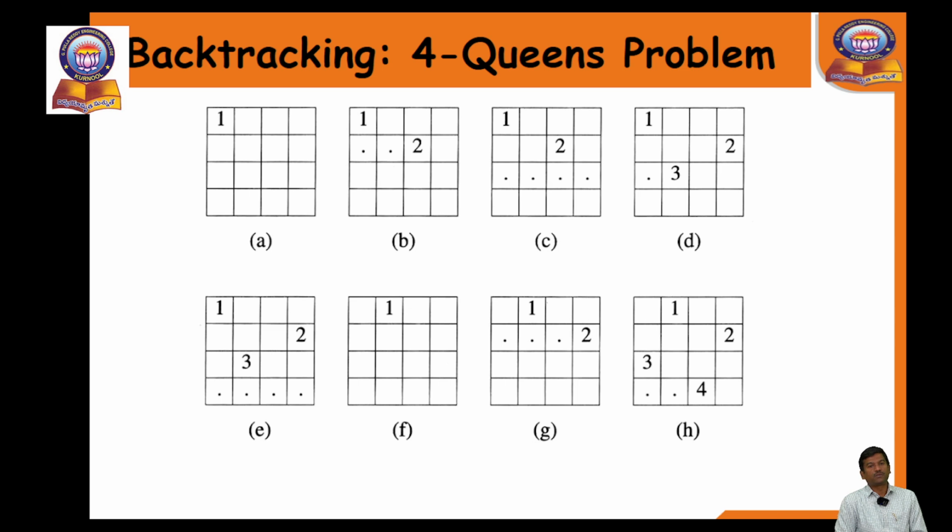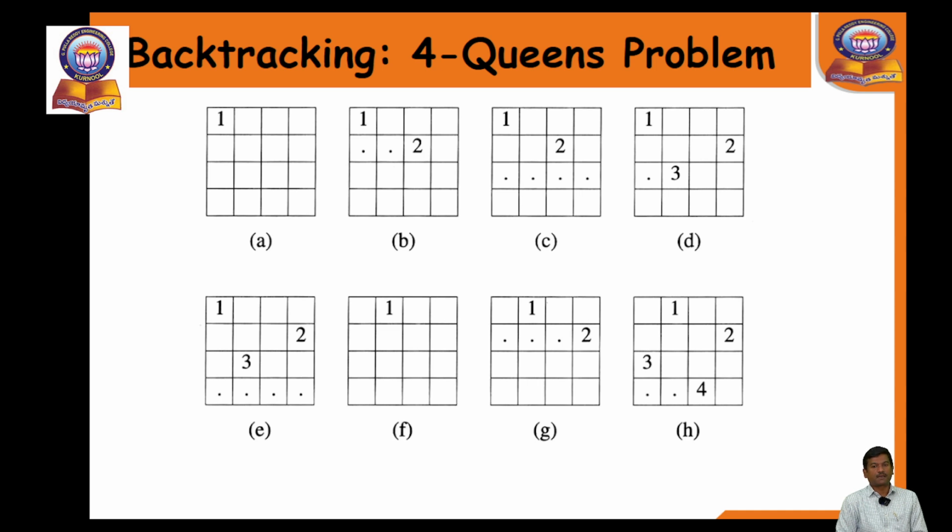You're placing queen 1 in the first row, first cell, and the next queen, queen 2, you can place in the second row, third cell. And similarly, when you place queen 3, there is no solution that can be found to place queen 4. And that is where it is not a feasible solution.